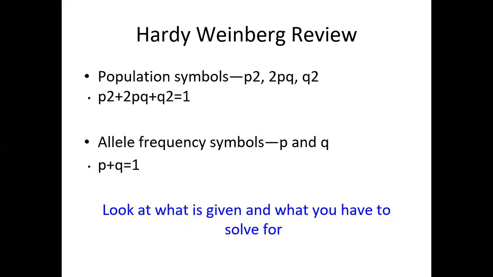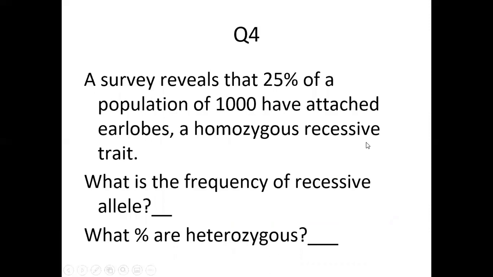And also remember that any organism that has sexual reproduction is going to have a mother and a father version. So you are going to have two versions of each gene, two alleles, in your cells. So don't forget, you're going to look at what is given and what you have to do to solve for it. So here's that question.